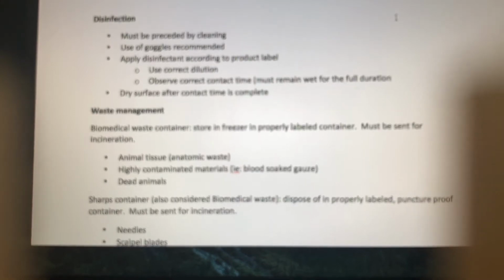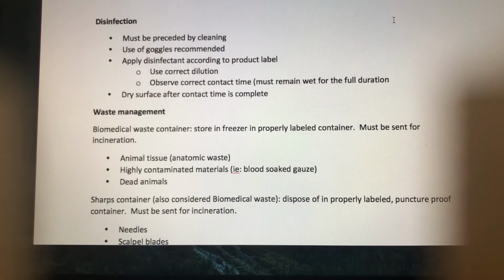If it dries, sorry, I just realized this isn't in focus anymore. If it dries, it's not going to have properly disinfected, so you'll have to make it wet again. And then after that contact time, so 5-10 minutes, set a timer, come back to it when the timer goes off, and then dry that surface after the contact time is complete.